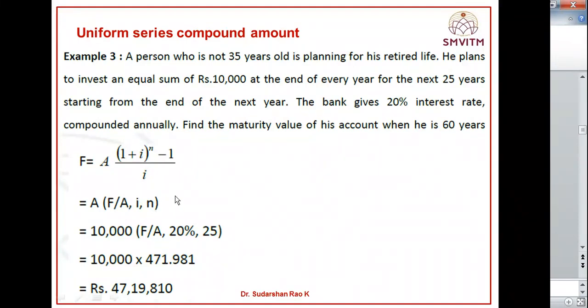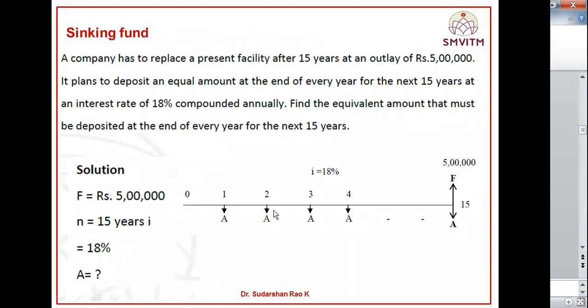In the 20% table, at the row for 25 years, you can get the value 471.981. Multiply this with 10,000 and you get 47 lakh 90,810 at the end of the interest period. That is the uniform series compound amount; the future value can be calculated for the given A. The second one is the sinking fund.